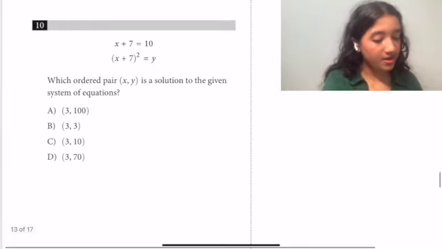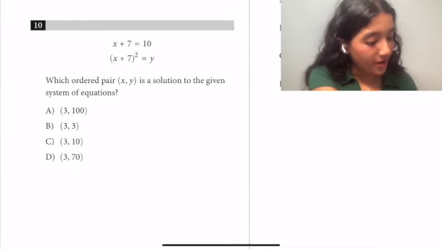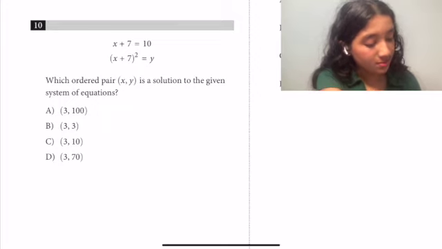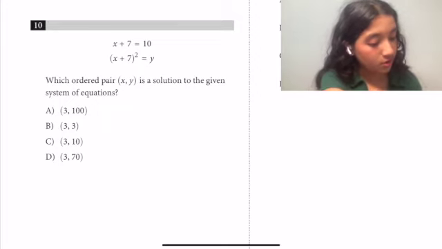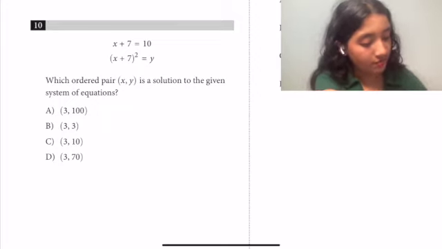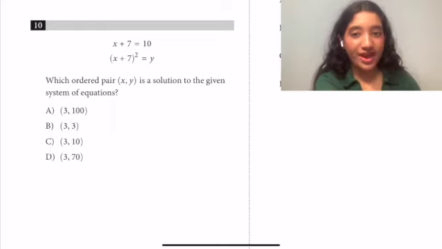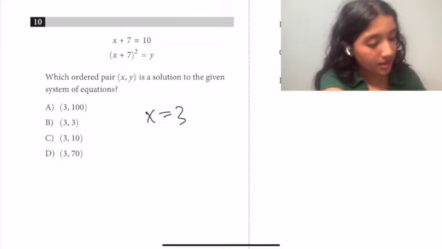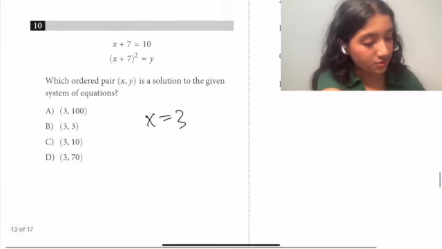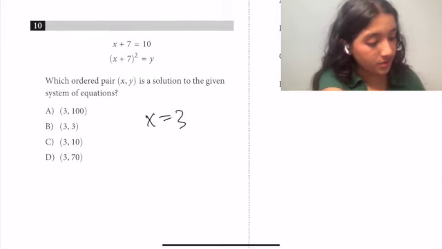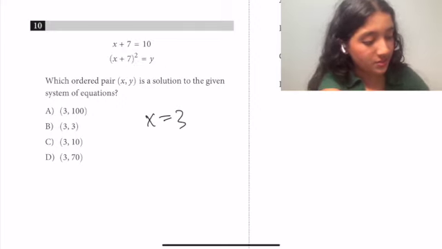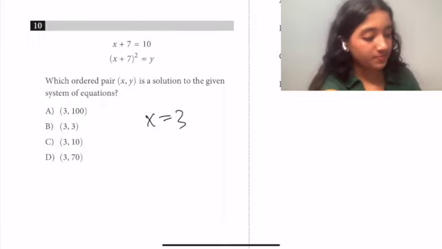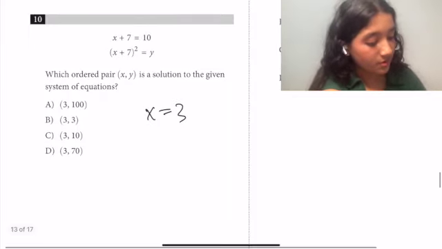Moving on to question 10. Which ordered pair x, y is the solution to the given system of equations? So we can see that from all of our answer choices here, we know that the solution has an x value of 3. And that makes it really easy to just plug in x equals 3 to this equation here. It's also easy to just subtract 7 from both sides and see that x is 3 that way as well.